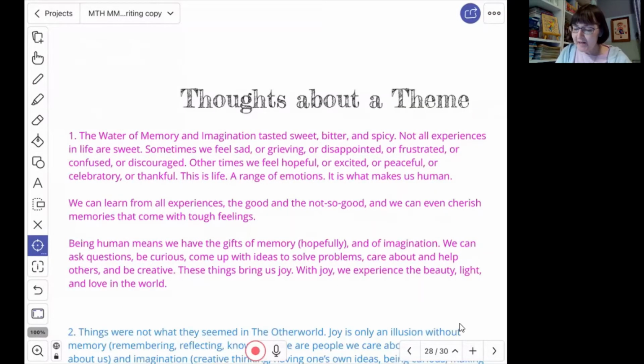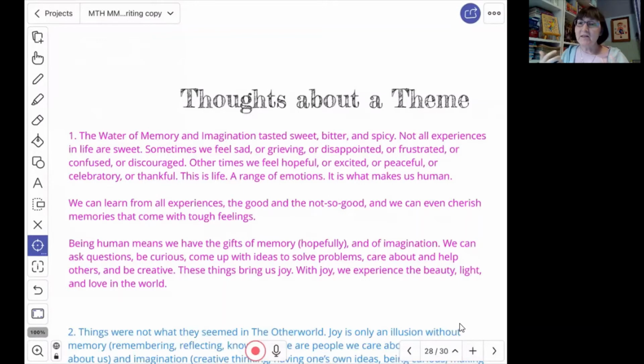I started by thinking about the water of memory and imagination. This was a big deal in the story. This was what the whole quest was about. Jack and Annie were told that if you get some of that water, it will bring back the joy to Camelot. It will solve the problem. You need to get that water. Very interesting name, right? It's a long name. The name of the water is the water of memory and imagination.